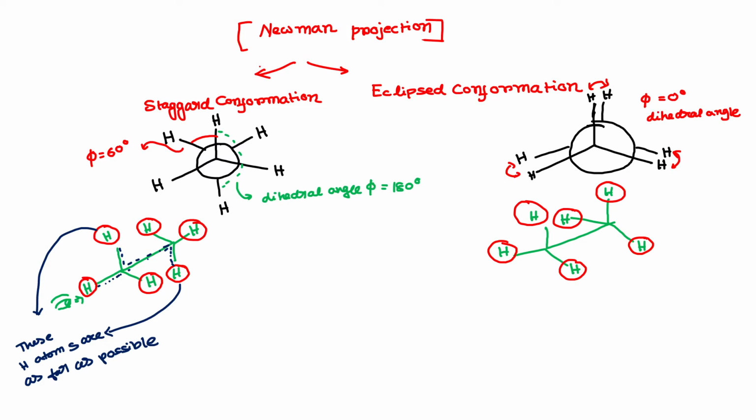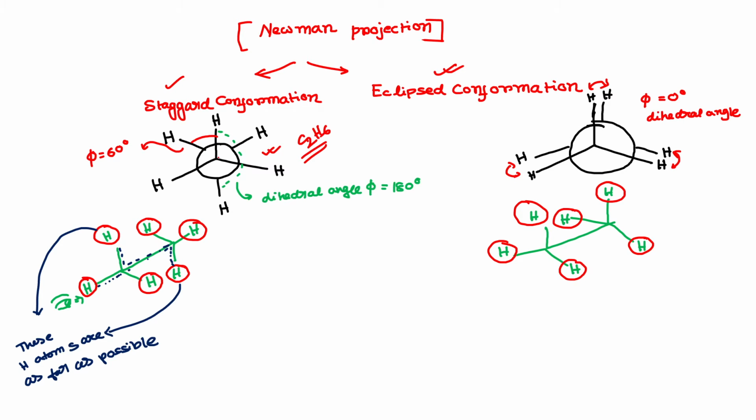These types of Newman projection have basically two types of conformation. One is called the staggered conformation and another is called the eclipsed conformation. In this slide I am going to discuss what exactly the staggered conformation is and what the eclipsed conformation is. So this is the Newman projection of a staggered conformer of the ethane molecule, C2H6.